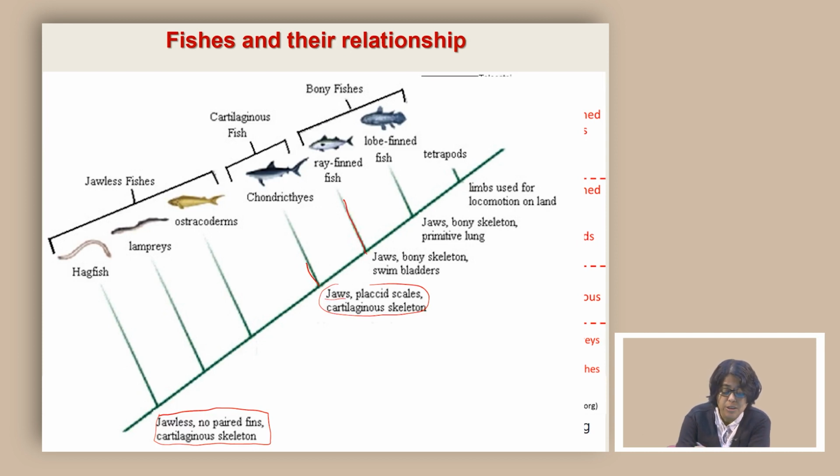The next branching gives us a slightly different idea. It has jaws. Instead of a cartilaginous skeleton, it actually has a bony skeleton, and it has swim bladders. So, that means it can also control how far up in the water column it can go, go up and go down. So, these are some of the relationships of how fishes look.